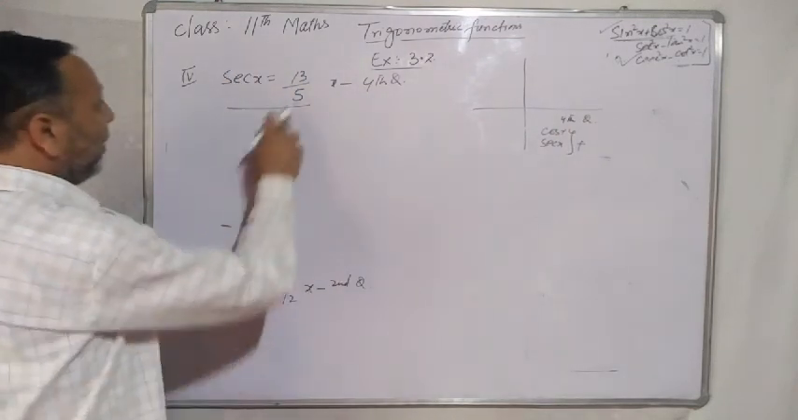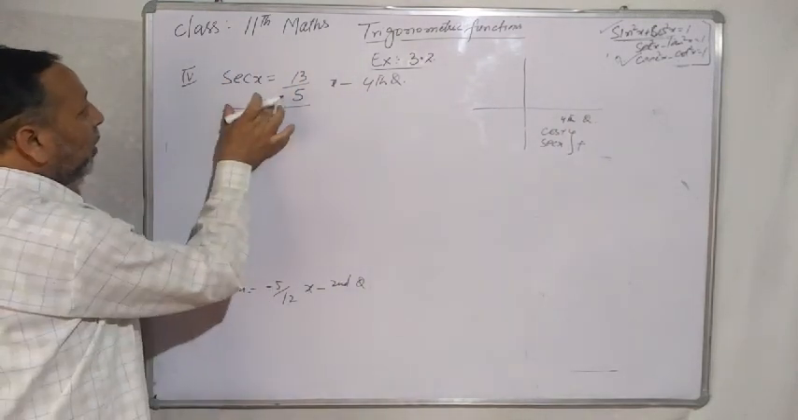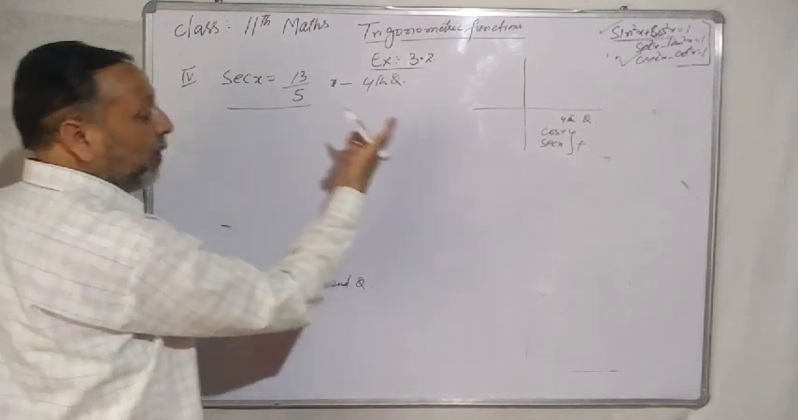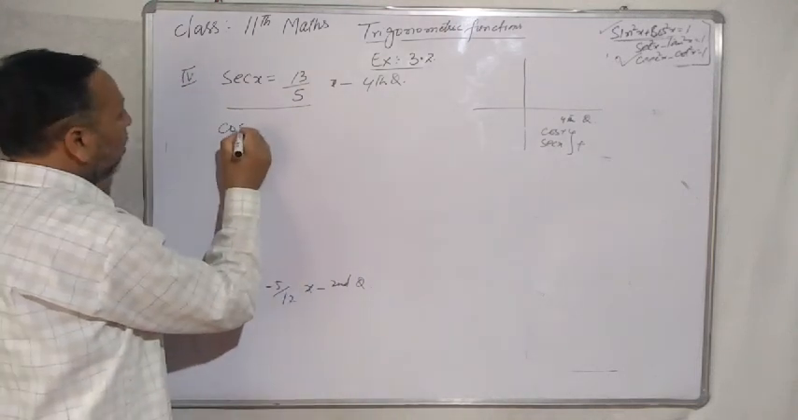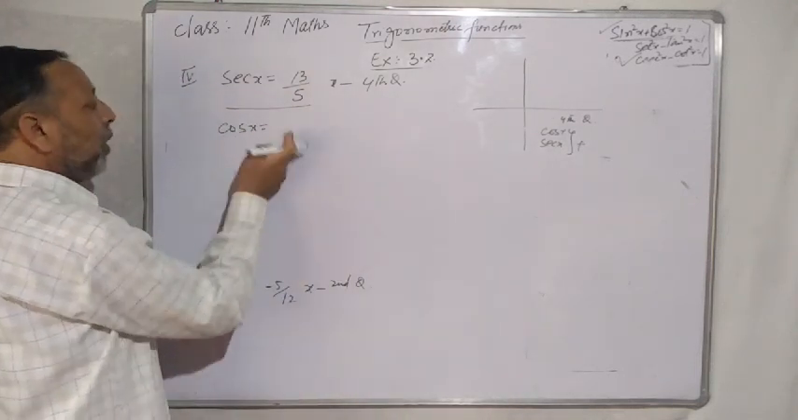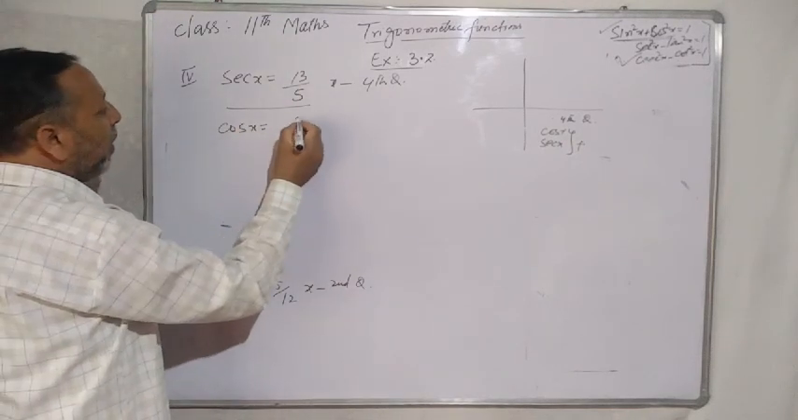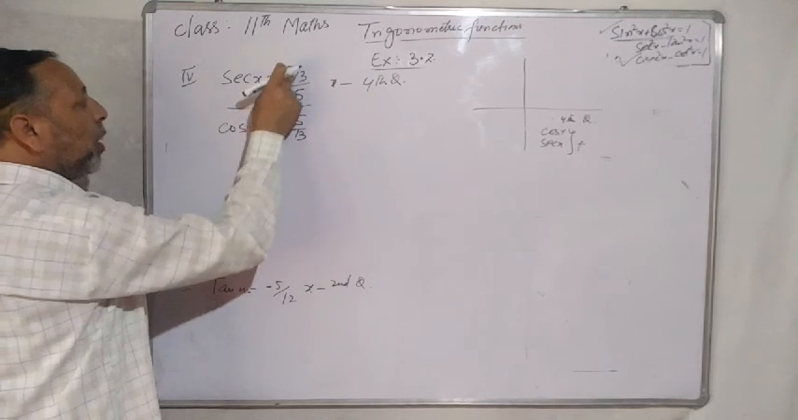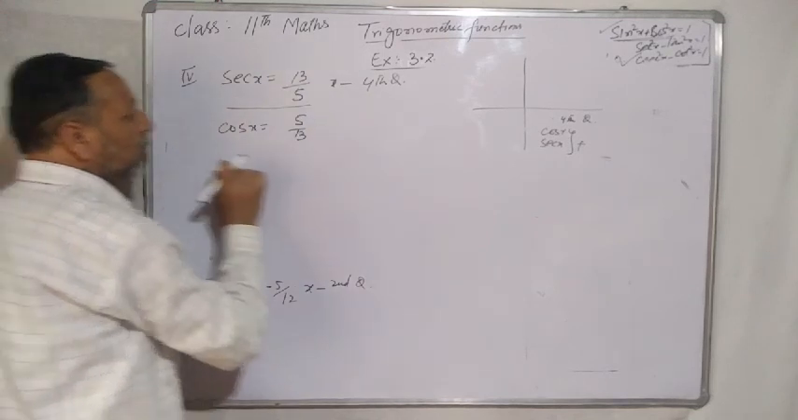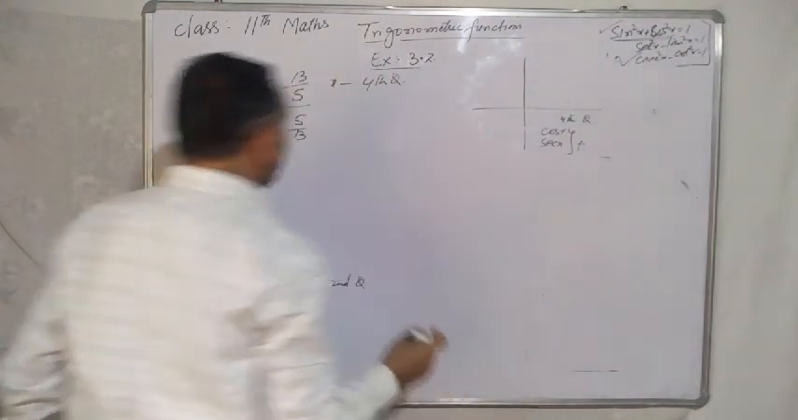Now sec x 13 by 5. Sec x is 13 by 5. I can find cos x. Now cos x is equal to inverse of sec x, यानी sec x का उल्टा, it is 5 by 13. इसका उल्टा कर दो तो cos x निकलेगा. अब मुझे cos x है तो मैं sin x निकालता हूँ.